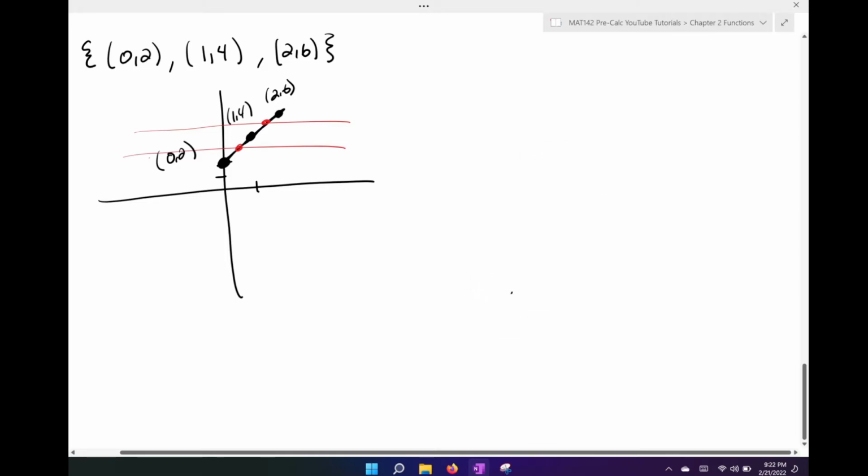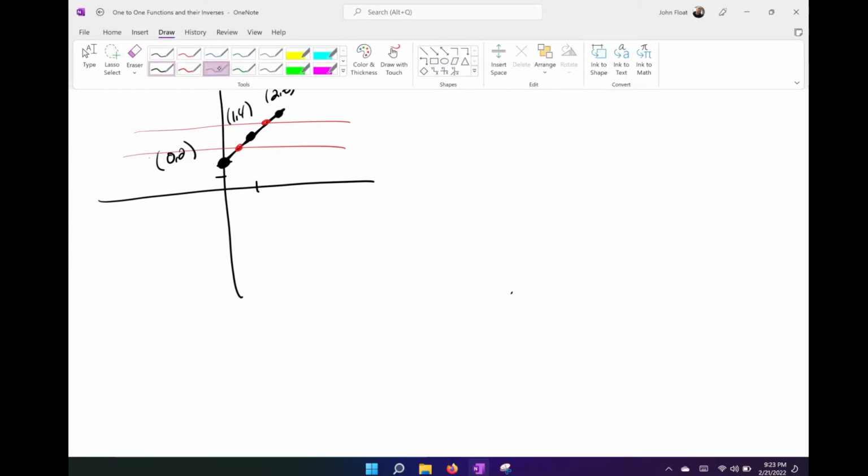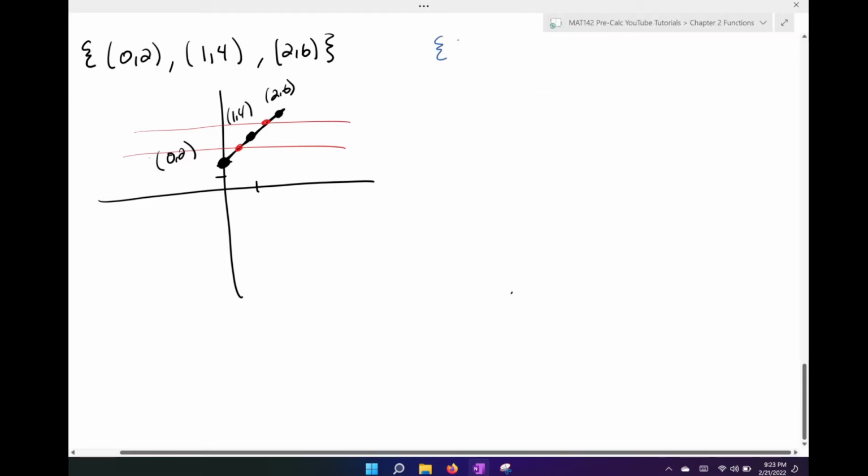If I were to go ahead and just swap all the x and y positions, so I get (2, 0), (4, 1), and (6, 2). So notice I'm starting with the output and I'm trying to get back to the input. And if I were to plot these, look what you get.